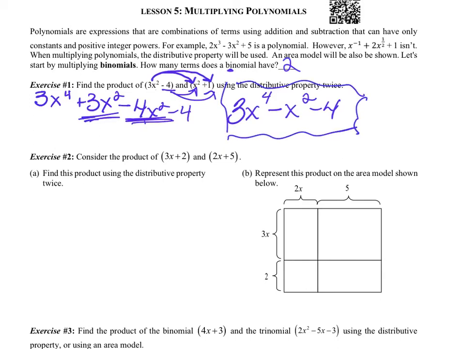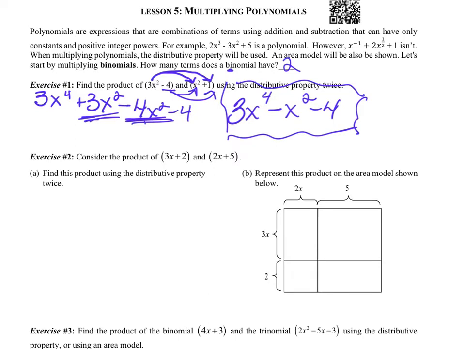Now, if you look at exercise 2, it's a new problem. They want us to use double distribute. And then in part B, you will see, this is called the box method. Some teachers teach it this way. A lot of students like to do it this way because it helps keep you organized. But whatever way you prefer is fine, but I am going to show you both ways.